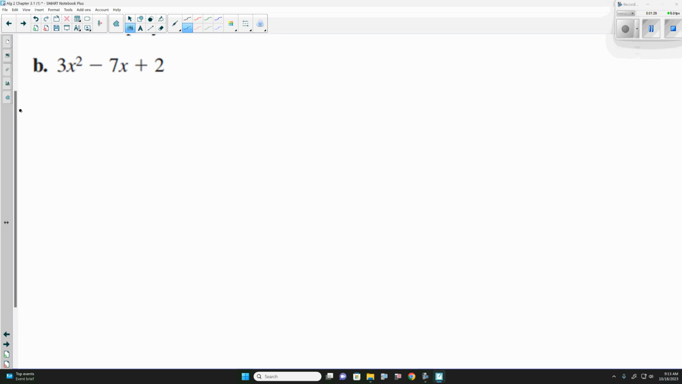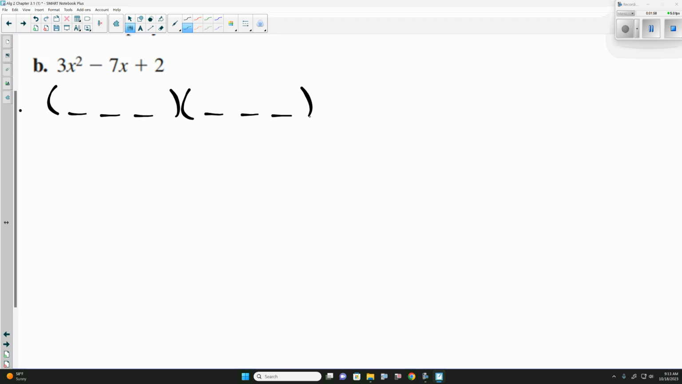So we look at this problem here, 3x squared minus 7x plus 2. The first thing we're looking for is the greatest common factor. Is there a number or term that will go into all 3? Right, 1 is the only one, but it's not helpful. So we just have this here. Because 3, 7, and 2 are all prime, we don't have a greatest common factor.